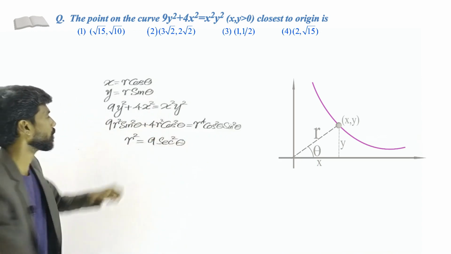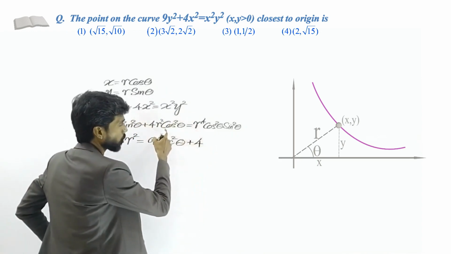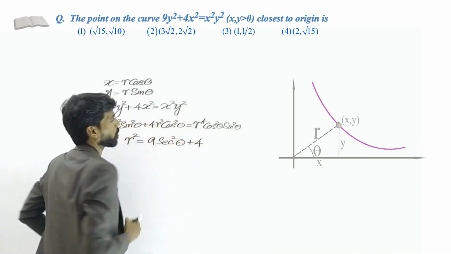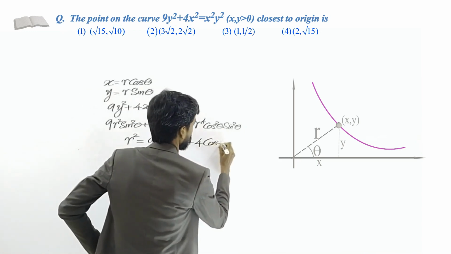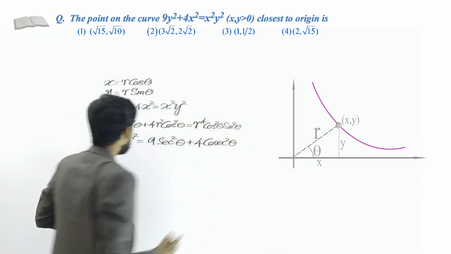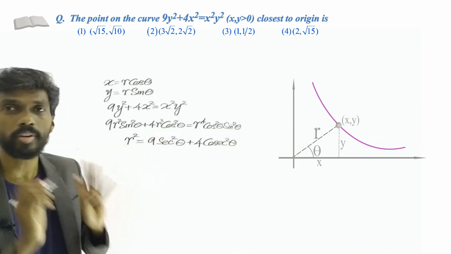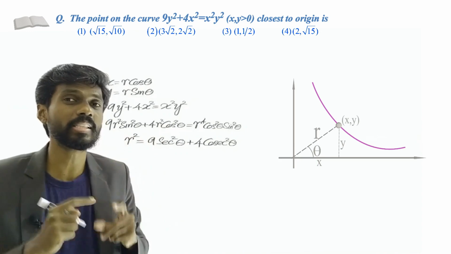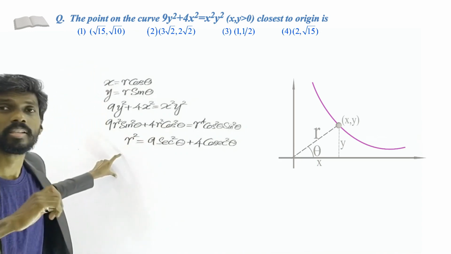Now similarly this will be 4 cos squared theta divided by cos squared theta sine squared theta, so that is 1 divided by sine squared theta, which is cosecant squared theta. Okay, so this is the value of r squared. You can take the value of r by taking the square root. Now we found r is the distance. We want this distance to be minimum. We want the closest point, that means the distance is to be minimum.